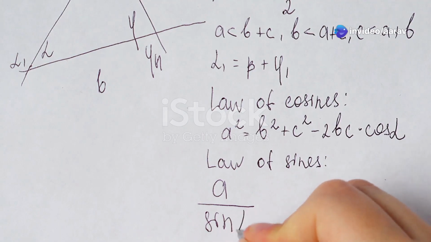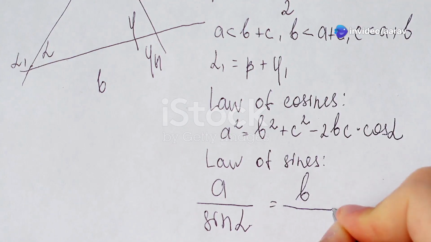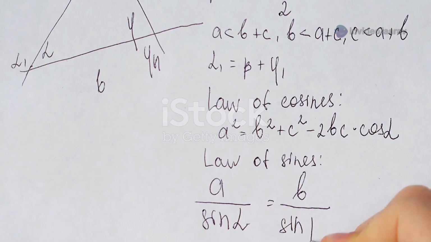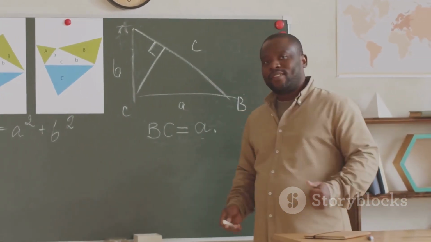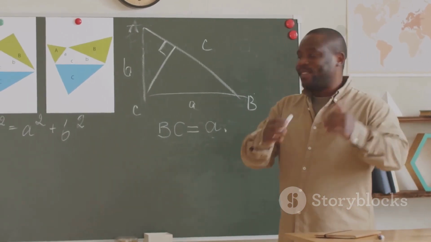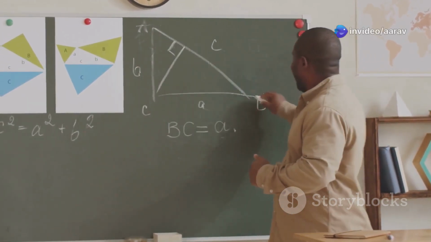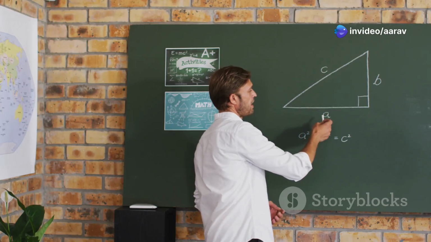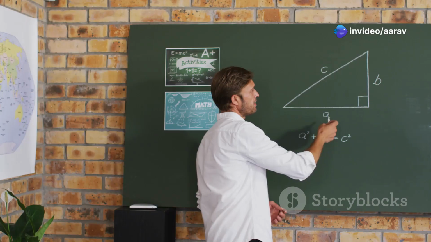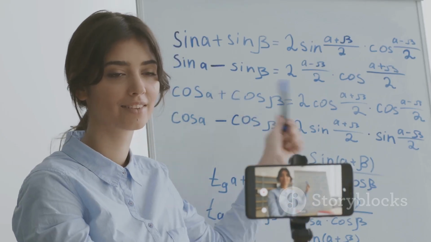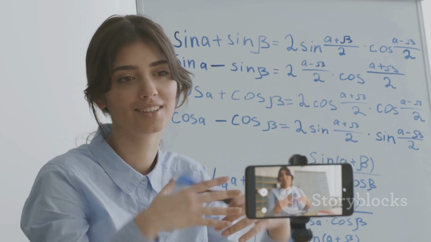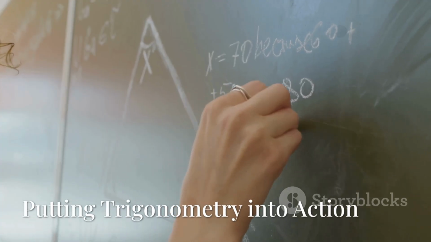Cosine, cos. The cosine of an angle is defined as the ratio of the length of the adjacent side to the length of the hypotenuse. Tangent, tan. The tangent of an angle is defined as the ratio of the length of the opposite side to the length of the adjacent side. These ratios hold true for any right-angled triangle, regardless of its size. They help us establish relationships between angles and sides, allowing us to solve for unknown values.